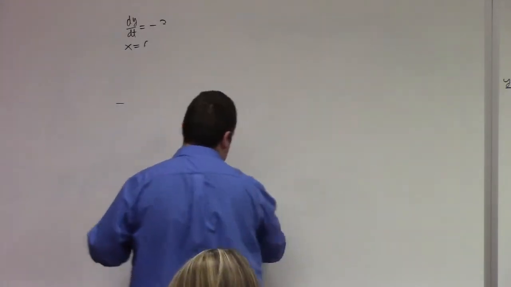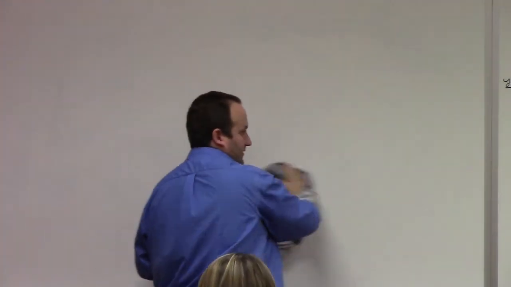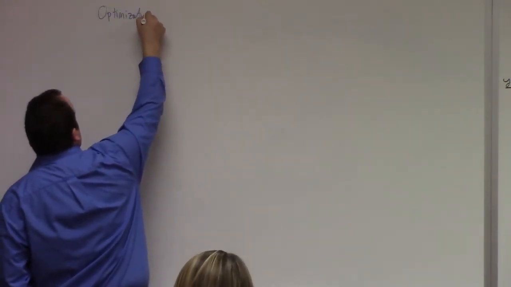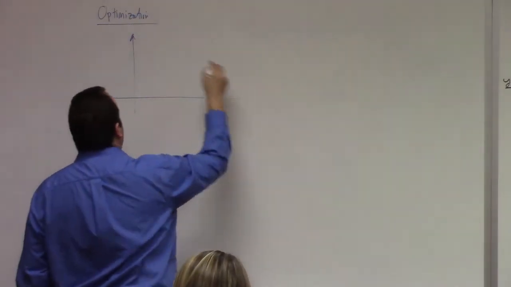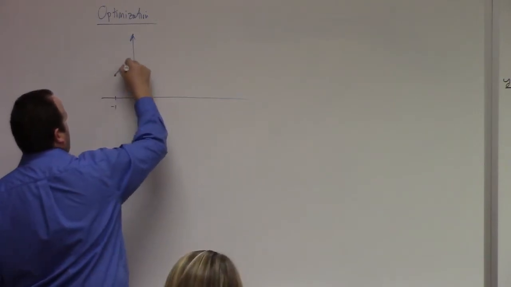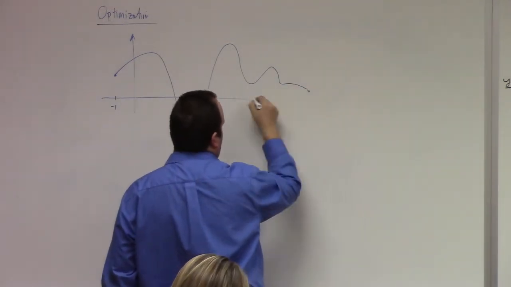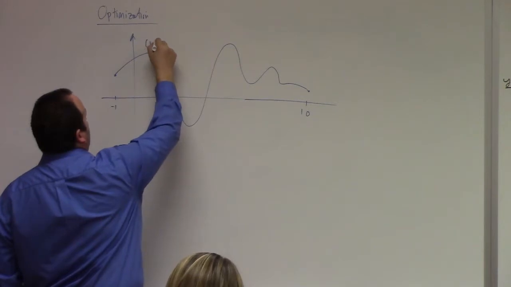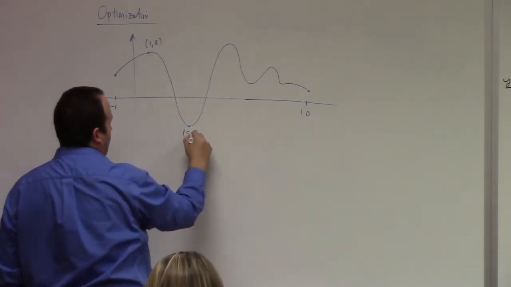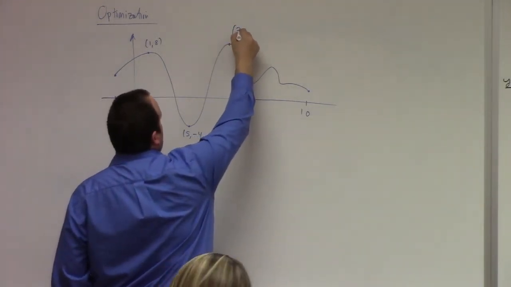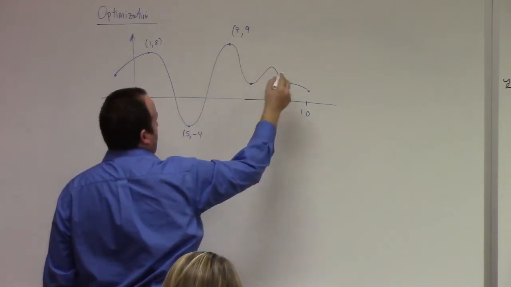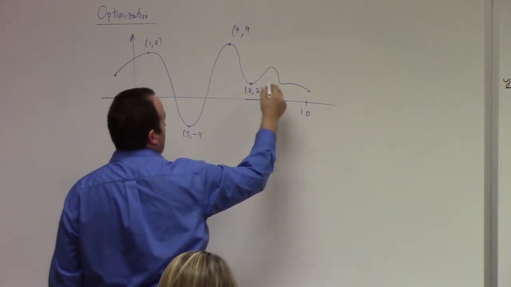So our next topic is optimization. Let me start with an example. Let's suppose we're given that a function looks like this, all right? And I'll tell you these points. This point is 1, 8. This point here is 5, -4. This point right here is 7, I guess it's 9. And let's see here. This point is 8, 2.